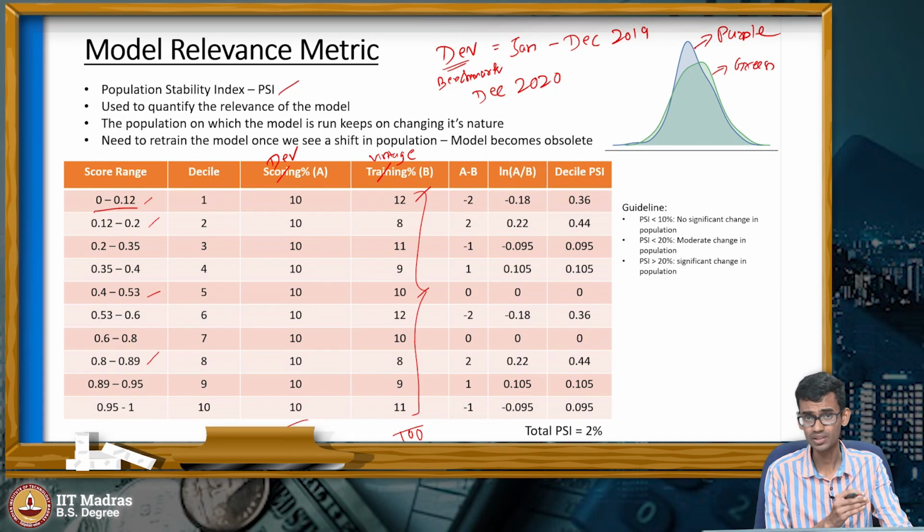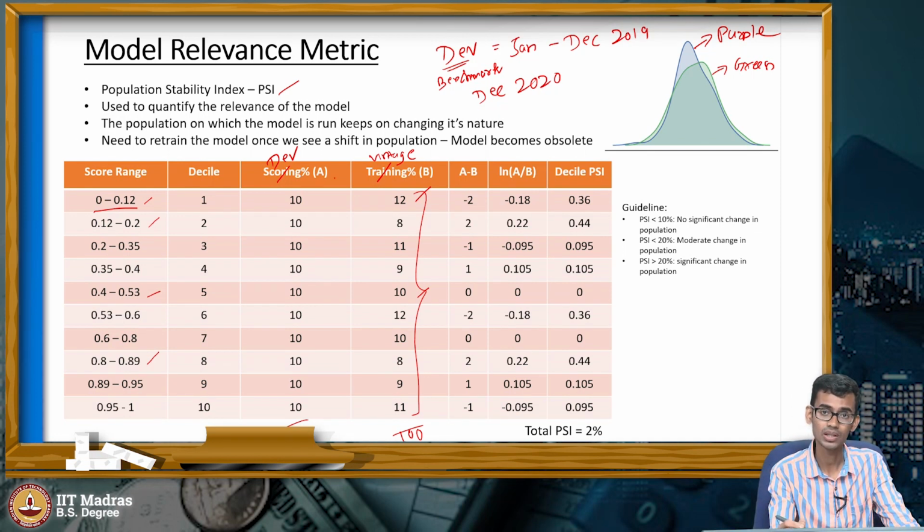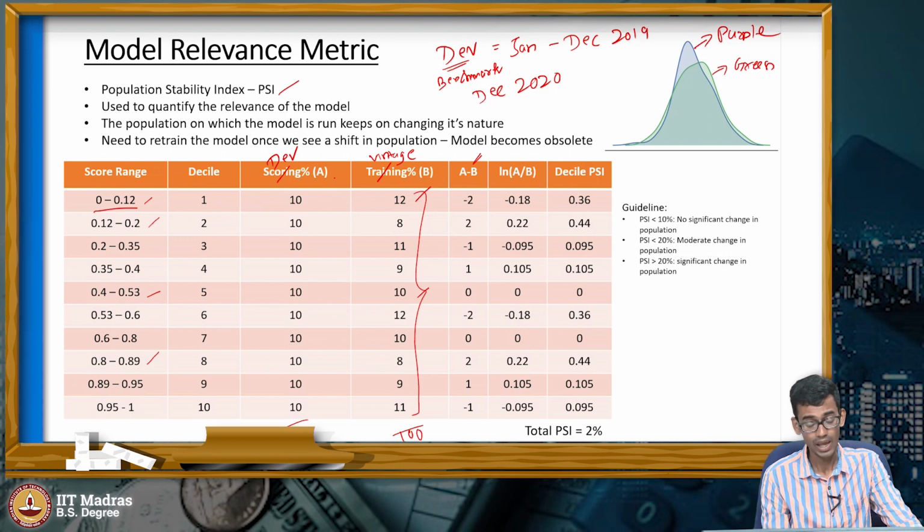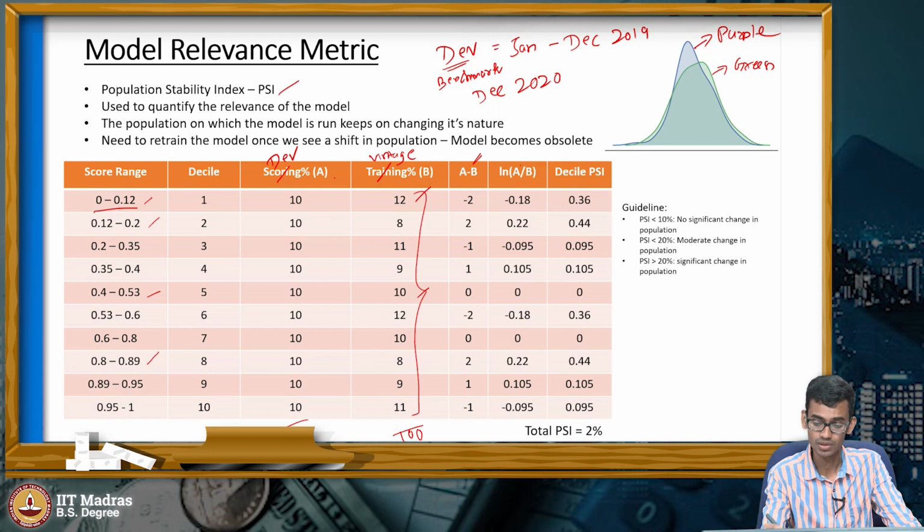And then once you have that, you do what is called A minus B, and you find out the difference between column A and B. That is what you compute here. So here it is 10 minus 12, which is minus 2. Here it is 10 minus 8, which is 2, so on and so forth. And then you perform this operation, which is you take the ratio between A and B and then take a logarithm of that. That is what is being computed here.